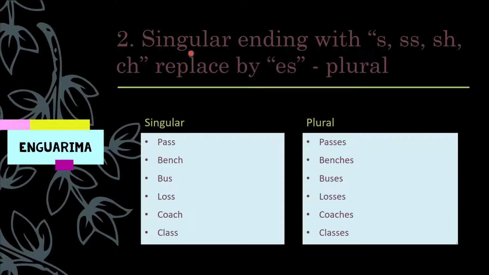If the singular noun is ending with s, ss, sh or ch, we can replace these letters by es, and thus we will generate a plural noun. Let's see example. Pass, passes, bench, benches, bus, buses, loss, losses, coach, coaches, class, classes.